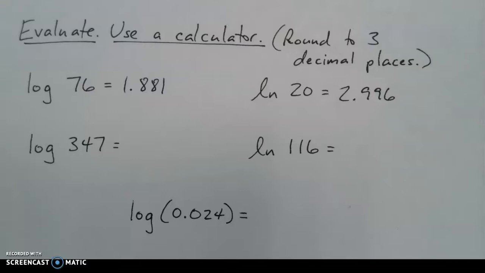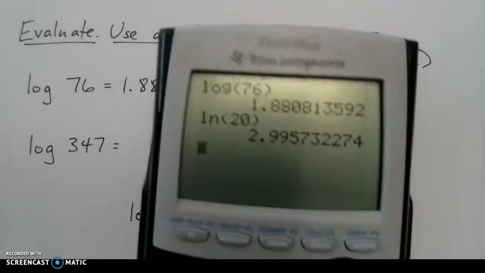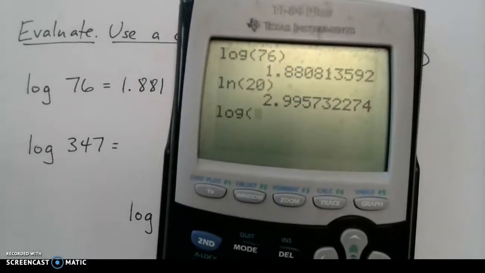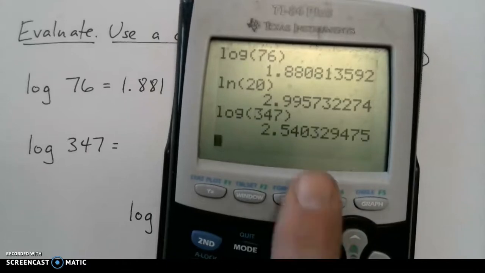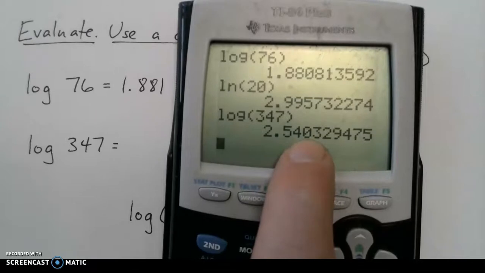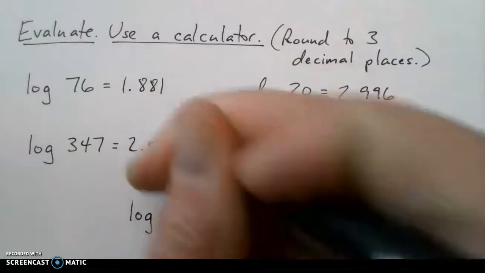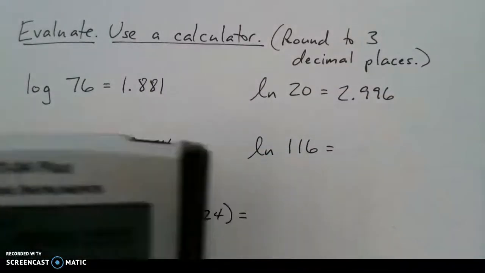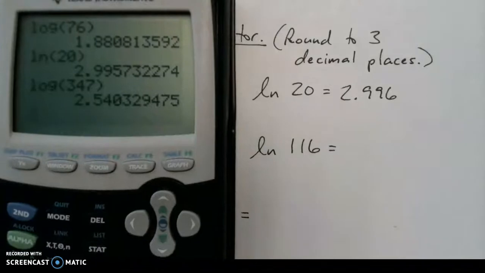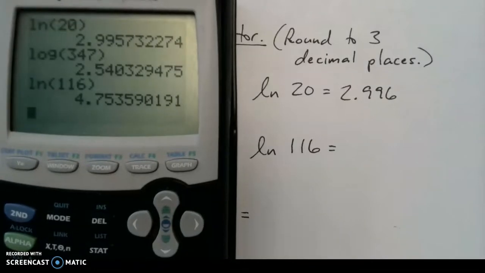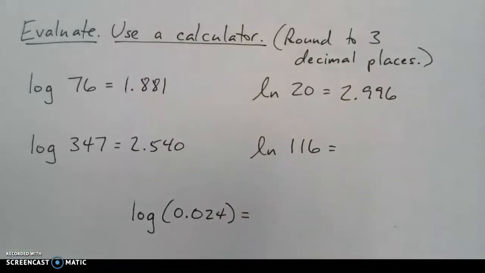Okay, why don't you pause the video and see if you can find the other 3 values. Let's take a look at it. Log of 347 is log base 10. So log of 347, I get about 2.540 if I'm rounding to 3 places. For natural log of 116, well, I need ln, the button nearest to 4, of 116. And I get about 4.754.